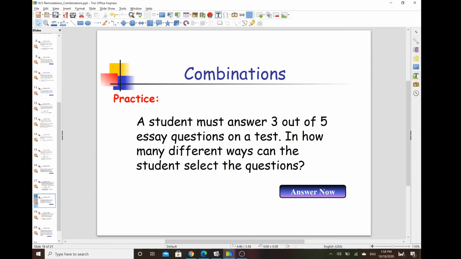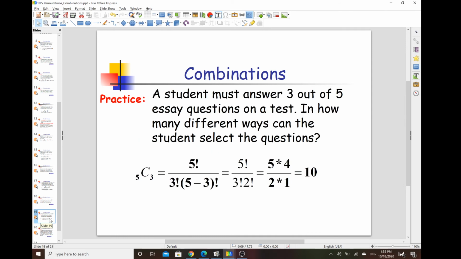And here's another one. A student must answer 3 out of 5 essay questions on the test. In how many different ways can the student select the questions? So 5 choose 3. So 5 factorial over 3 factorial times the quantity of 5 minus 3 factorial. So 5 times 4 divided by 2 times 1, and that'll be 10.